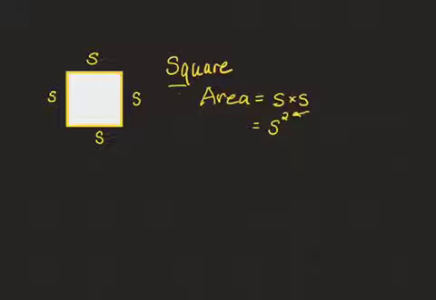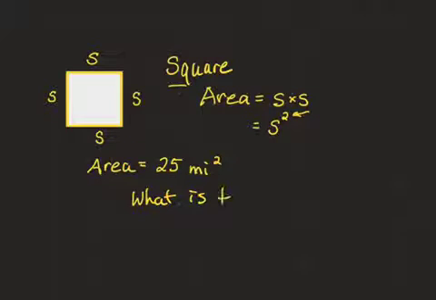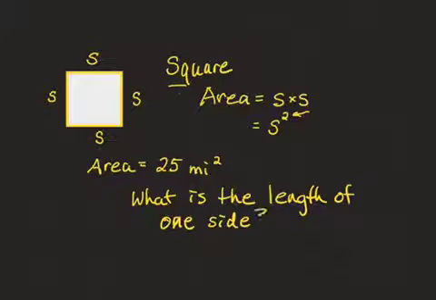So if you were given something like 25 square miles as the area of a plot of land, and it is a plot of land that is the shape of a square, what is the length of one side of the plot, or the field, or the piece of property? What's the length of one side?